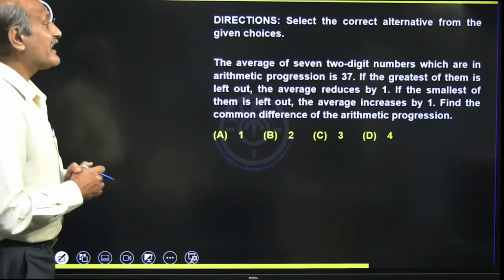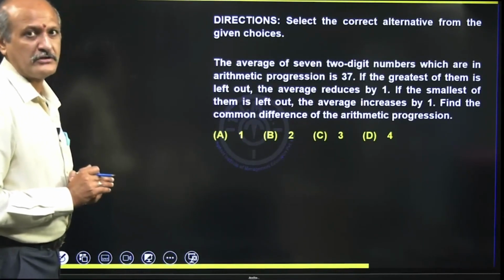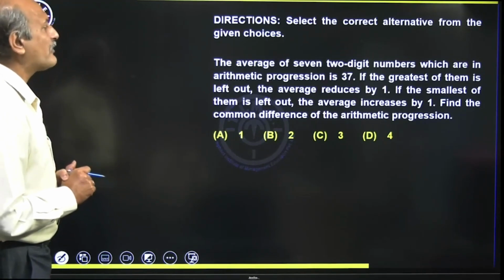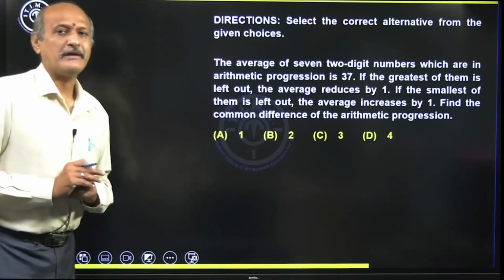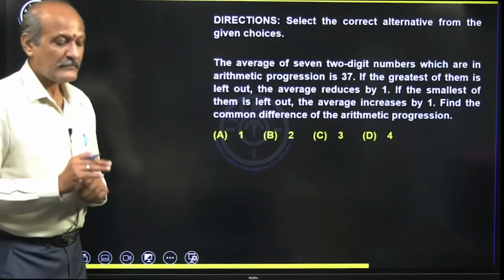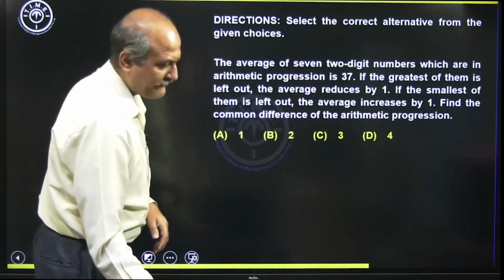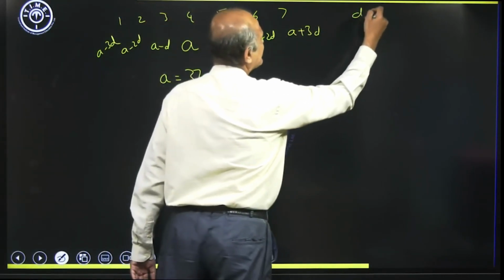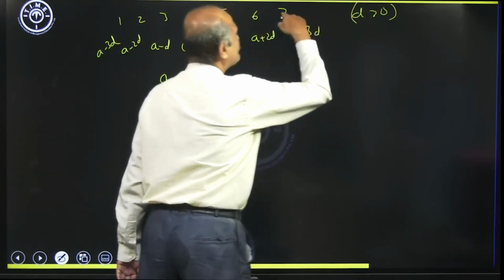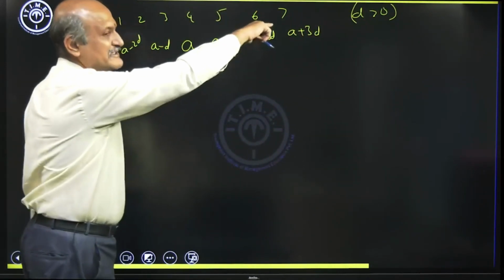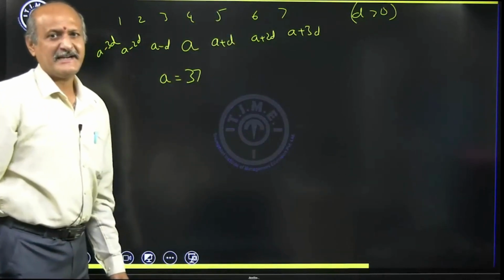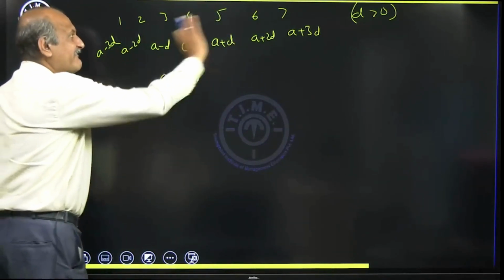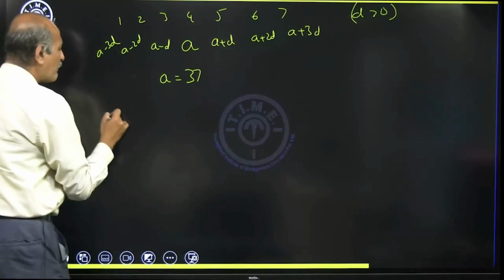It reads, if the greatest of them is left out, the average reduces by 1. Now let's understand this one carefully. Which is the greatest among them? For some time, let us consider d as a positive number. So hence the 7th term, a plus 3d, actually will be the greatest. If the 7th term is left out, what will be our numbers?